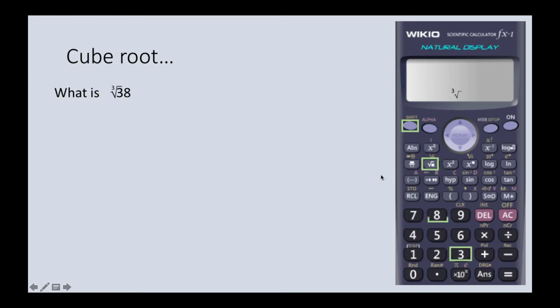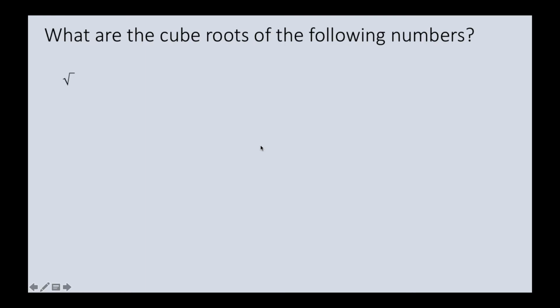You then need to put your 38 into your calculator and press equals. And if you press equals and it stays like this, again, don't forget to press this SD button, and you'll come up with your answer of 3.3619754068. And we can round that to 3.36 to 2 decimal places. Okay, so have a go at cubing the following numbers, and pause the video and have a go, and then I will go through the answers once you've tried it.